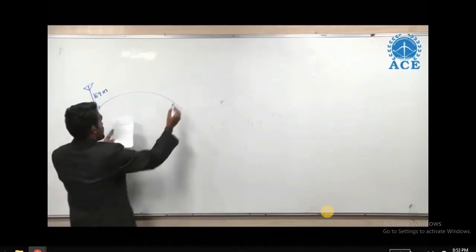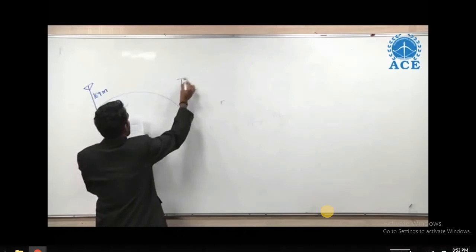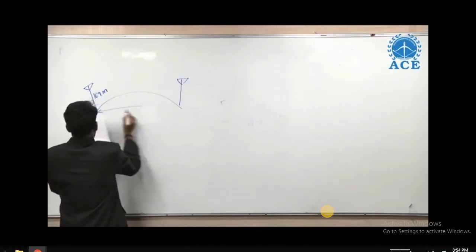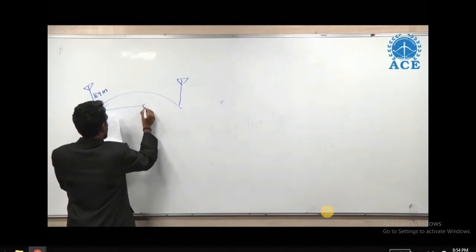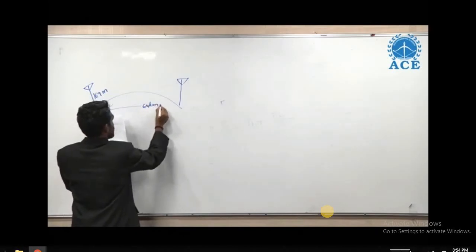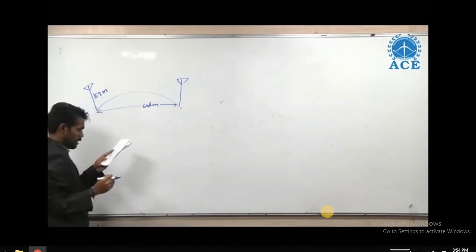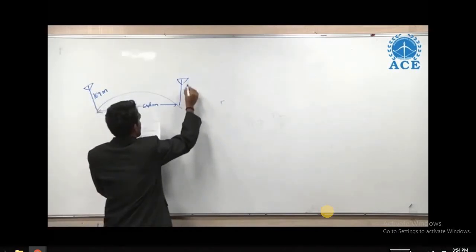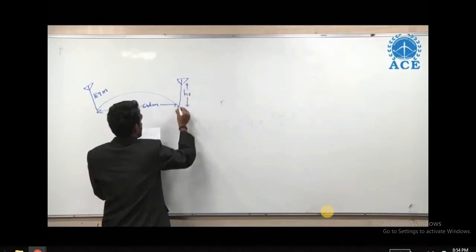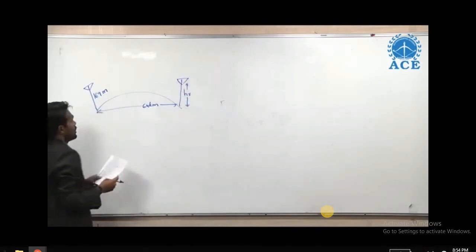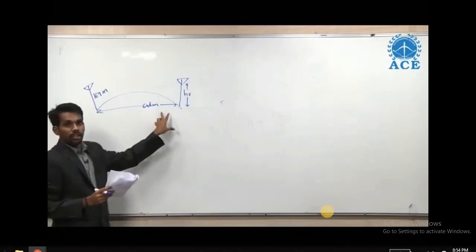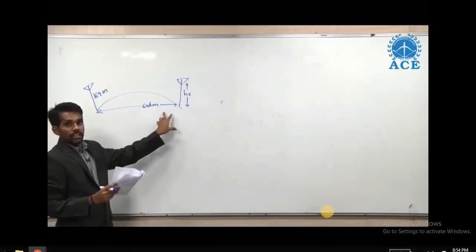And the receiving antenna is placed at a distance of 64 kilometers. And here we need to find out the height of the receiver antenna. So this is the thing we need to find out. In this diagram, it is clearly mentioned that 64 kilometers is the line of sight distance.